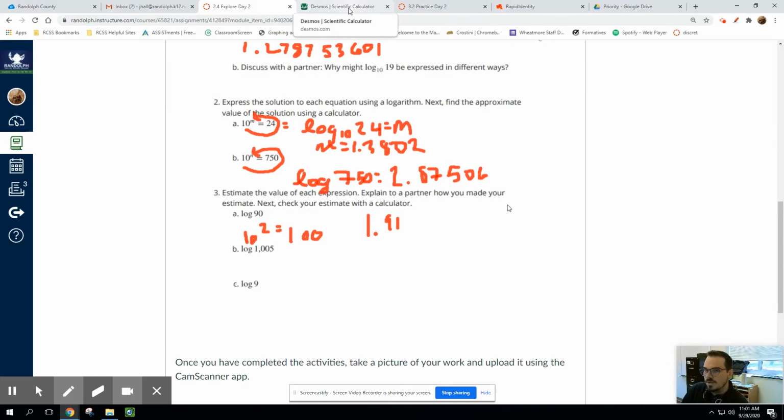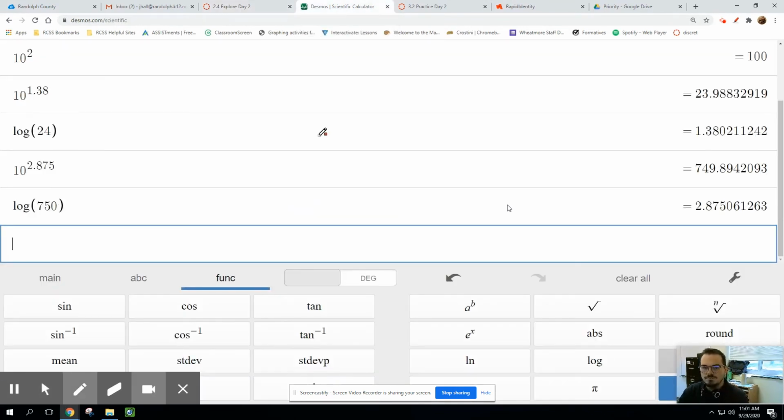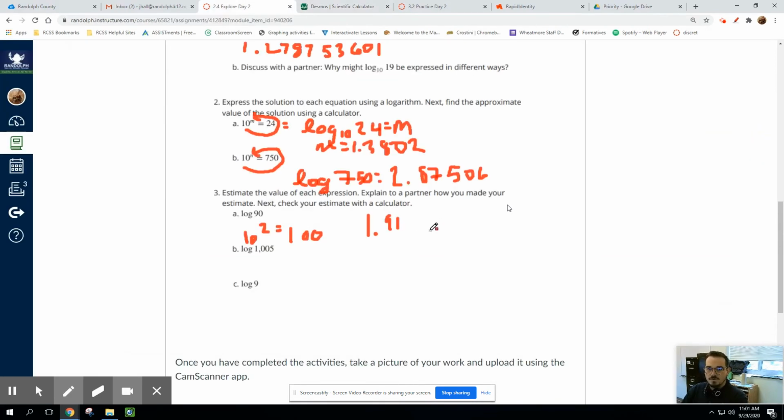And then I come back and I check it in my scientific calculator, and I put 10 to the power of, oh no, look at me putting in the log. So log of 90. So it's 1.95. So I was close, not quite. So we know that's 1.95.